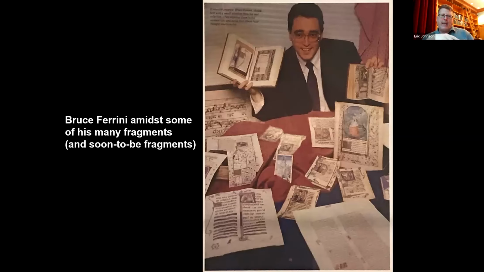But I've got this captioned as Ferrini amidst some of his many fragments, and then parenthetically, and soon to be fragments, because I want to draw your attention to the book he's holding in his right hand, which is a 19th century illuminated manuscript. And it's a really, really nice one, pieces of which are now in London. I've even seen a leaf of this in a Northern Ohio private collection. So things that were intact in this photograph are not intact anymore.